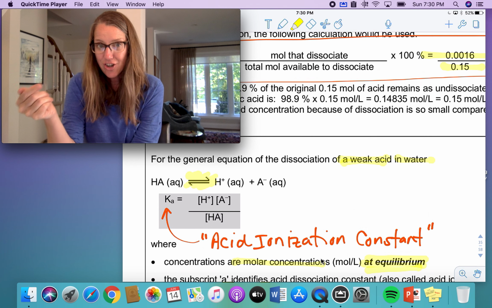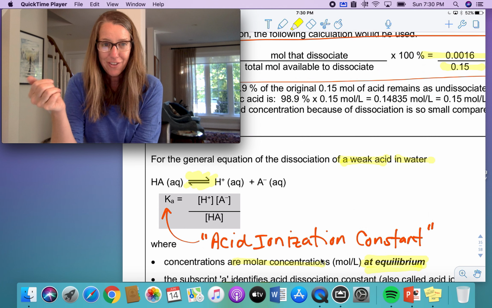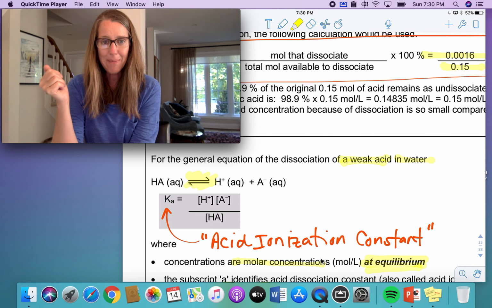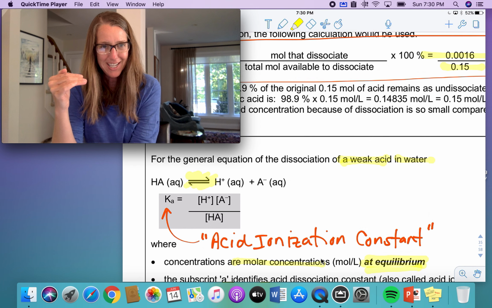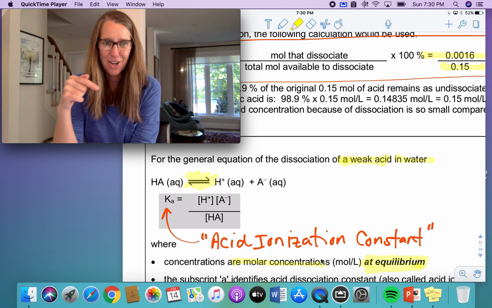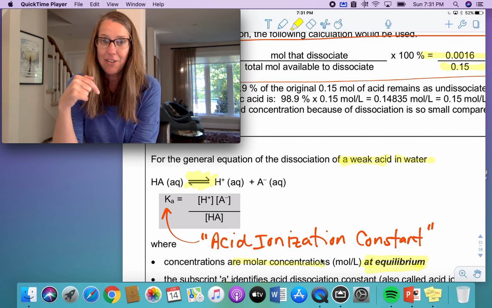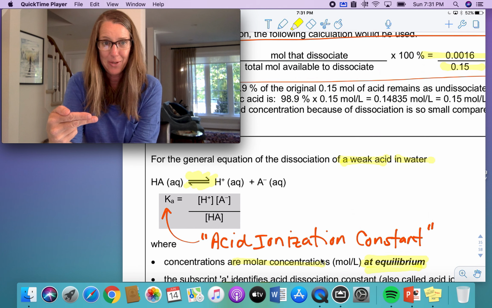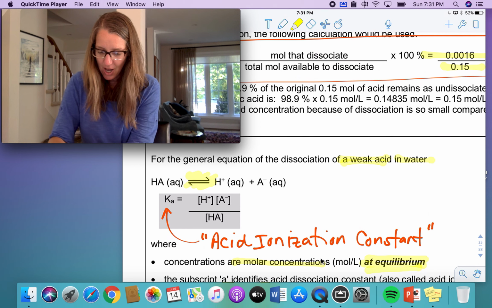Acid dissociation constant. There's a few different terms you could use for that. Okay, does that make sense? Remember that these are the concentrations at equilibrium because it's the equilibrium constant. It just happens to be for a weak acid because they are the ones that set up an equilibrium, again, because not very many of them dissociate. Okay? All right, so here we go.